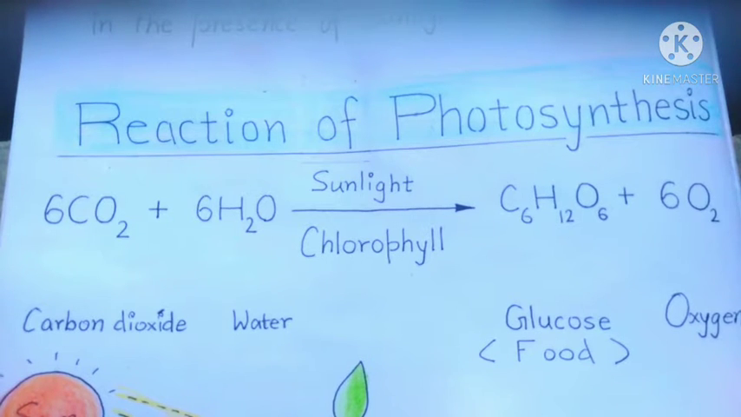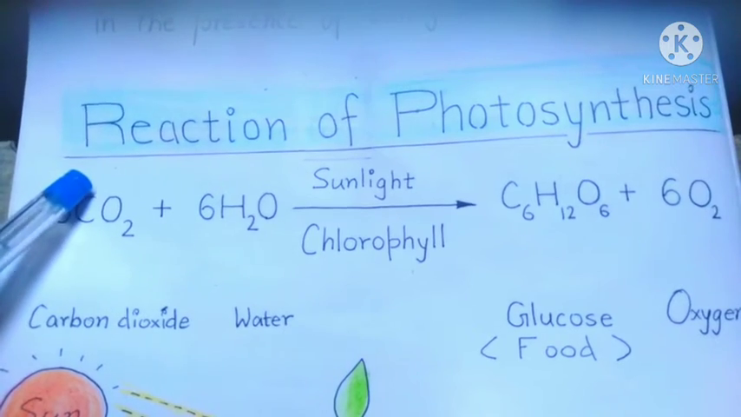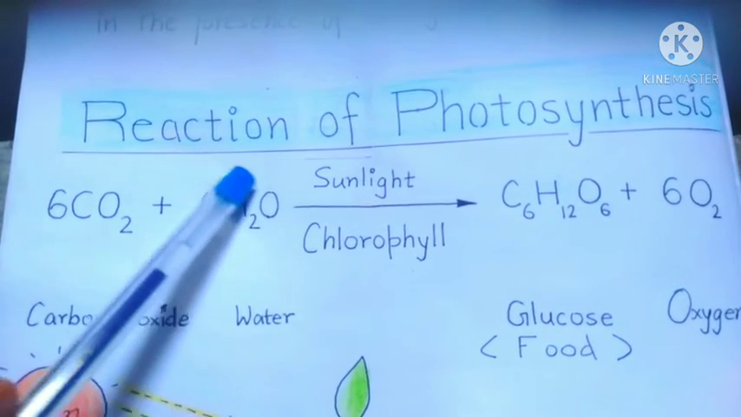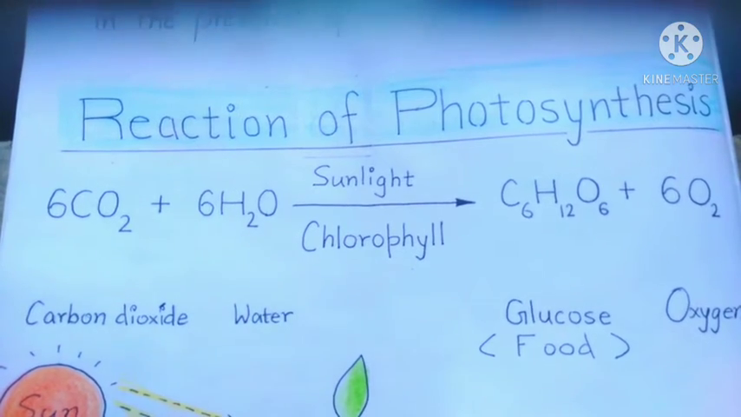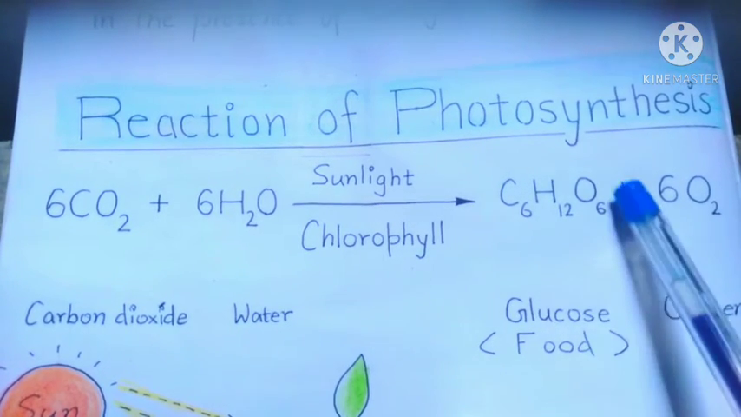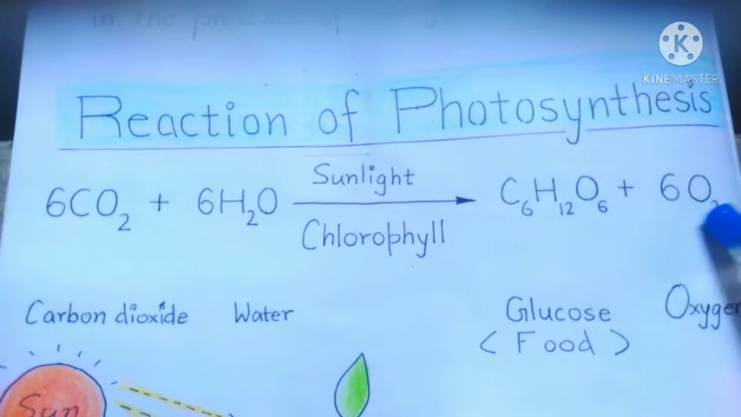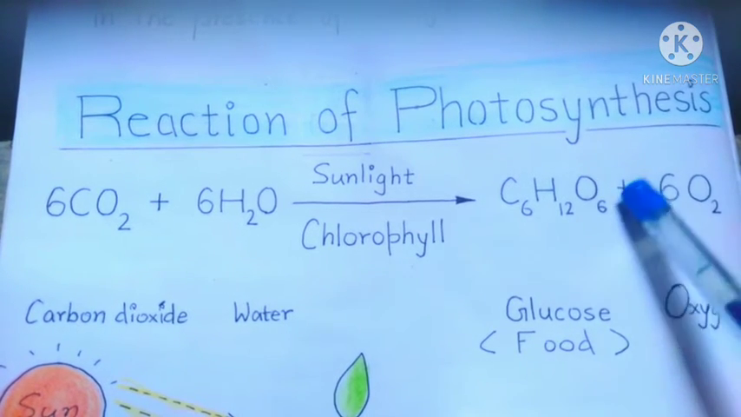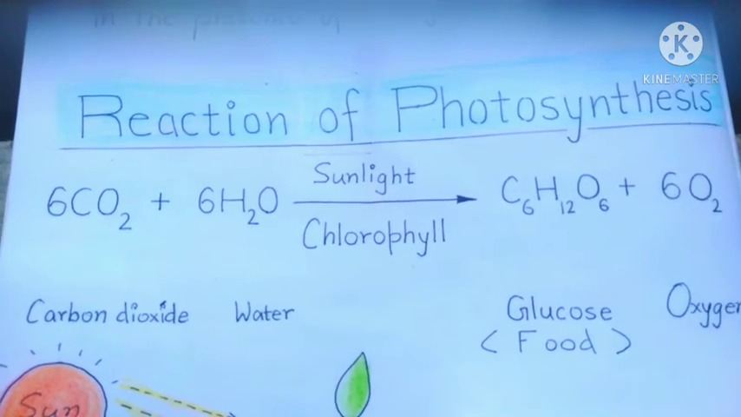And now let's move on to the reaction of photosynthesis. Here you can clearly see the balanced chemical reaction of photosynthesis in which 6 carbon dioxide molecules react with 6 water molecules in the presence of sunlight and chlorophyll to produce 1 molecule of glucose, which we call the food, and 6 molecules of oxygen. This oxygen is released by the plants into the atmosphere.